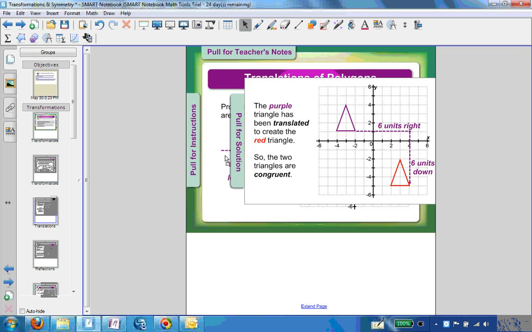Here's an example of a reflection. So to prove that they're congruent, we have to prove that the purple triangle is being reflected and then translated. Because it's not only being flipped upside down, it's also being moved. So it is being flipped upside down over the x-axis. So it's reflected over the x-axis.